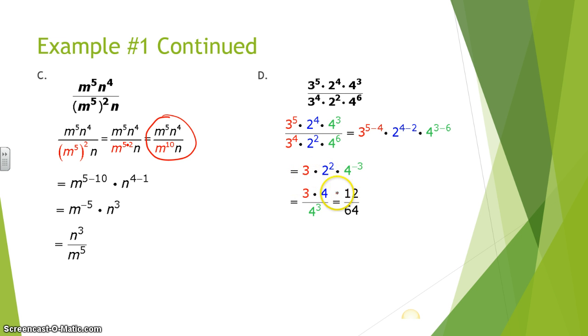3 times 2 squared can be simplified. 2 squared is 4, so we have 3 times 4 as the numerator, 12 over 4 to the third, which is 64. 12 over 64 is your final answer there for D. Don't forget to simplify as well.